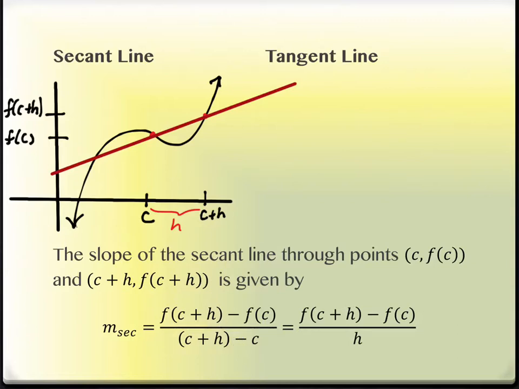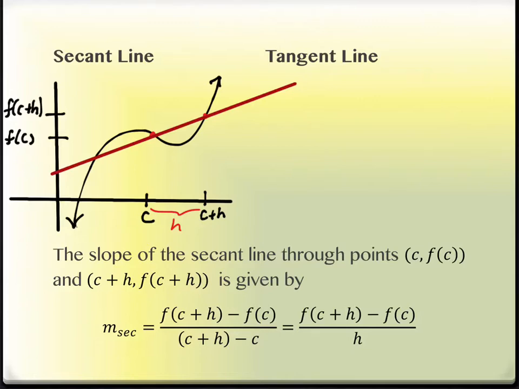We would end up with the y values staying the same on top because there's no way to manipulate that unless I have an equation given. And in the denominator, you see that the c's will add to 0, so I'm simply left with the h in the denominator. And this is the slope of the secant line. Okay? And h is really just telling you how far away the two x values are.